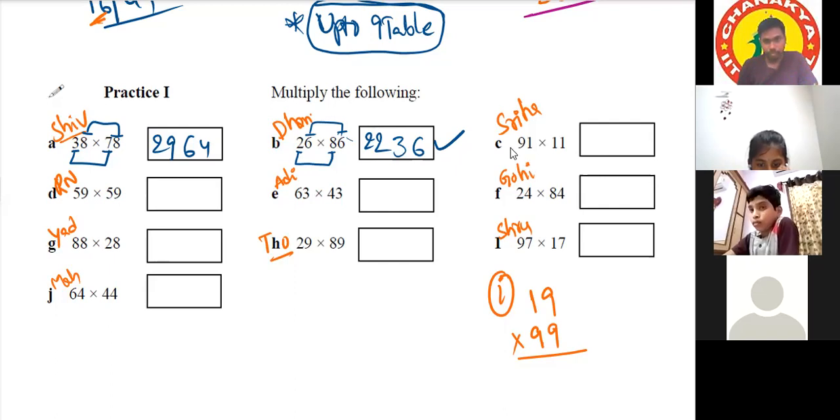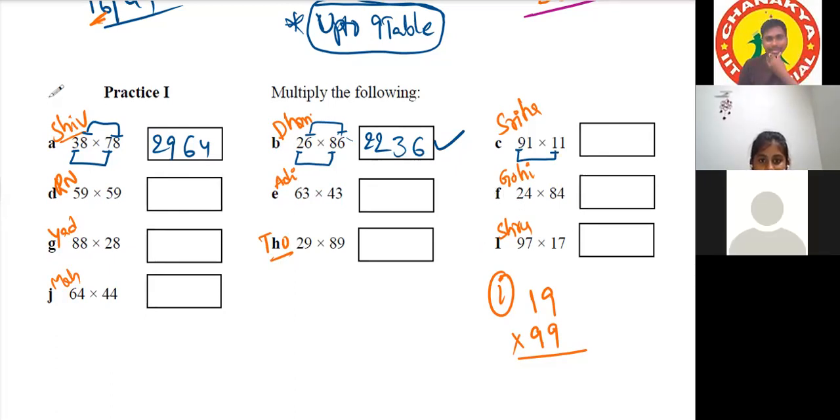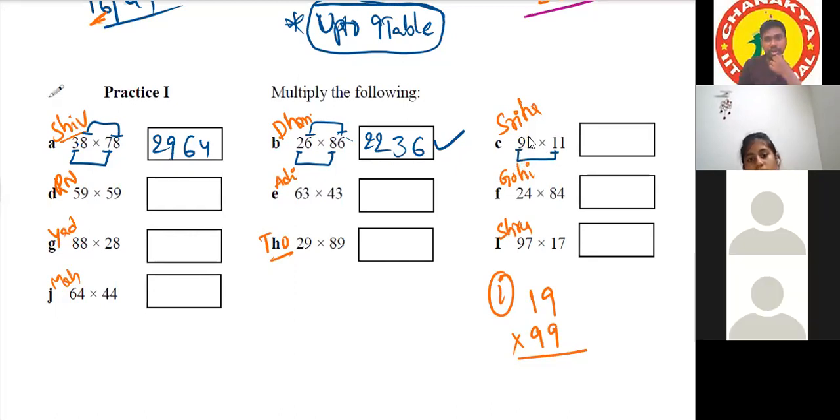Sir, if we reverse the places, 19 into 11, sir. Your question is 91 into 11. What is the tens place product? Sir, 9. You have to add 1 to that. 9 plus 1 is 10. First half is over. In the second half, 1 into 1 is 1, but we have to make it a double digit. So it will be 01.